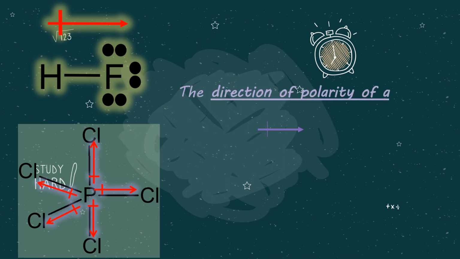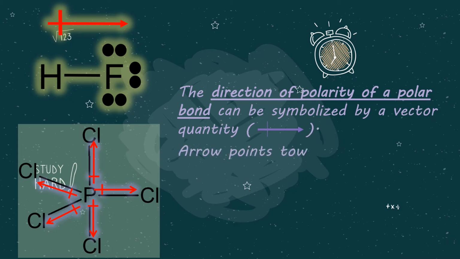The direction of polarity of a polar bond can be symbolized by a vector quantity, shown by an arrow. The arrow points toward the more electronegative atom and is called a bond dipole. For the first example, we have the hydrogen fluoride molecule. You can see in the picture that the arrow is from hydrogen towards the fluorine atom, from hydrogen, which is less electronegative, towards fluorine, which is more electronegative.